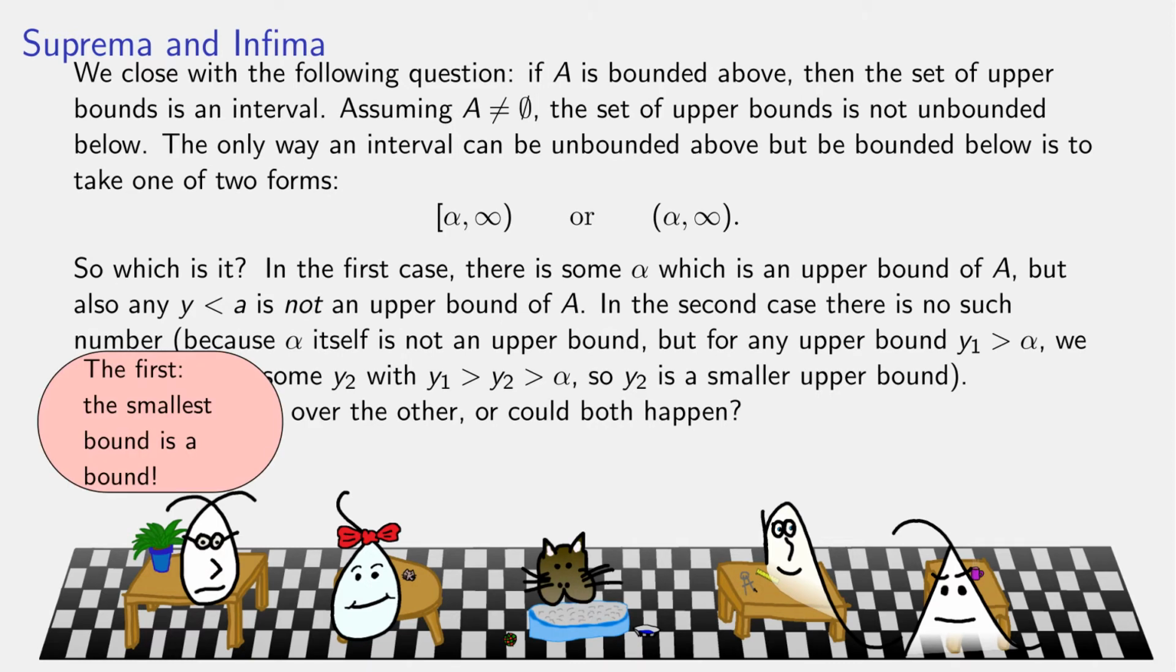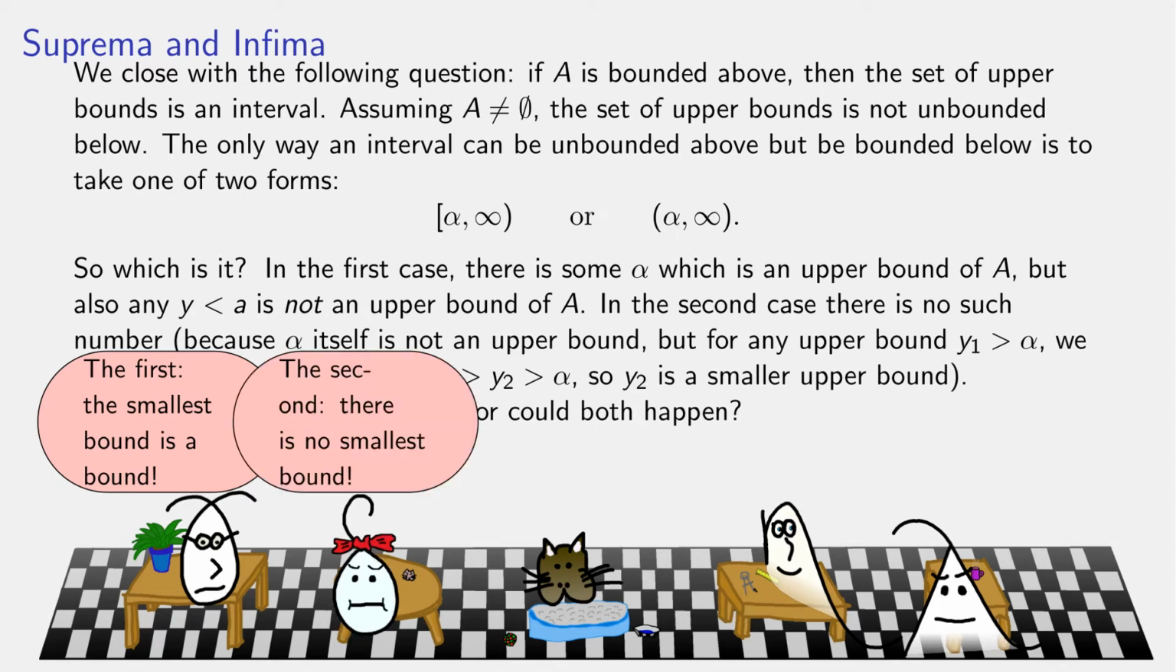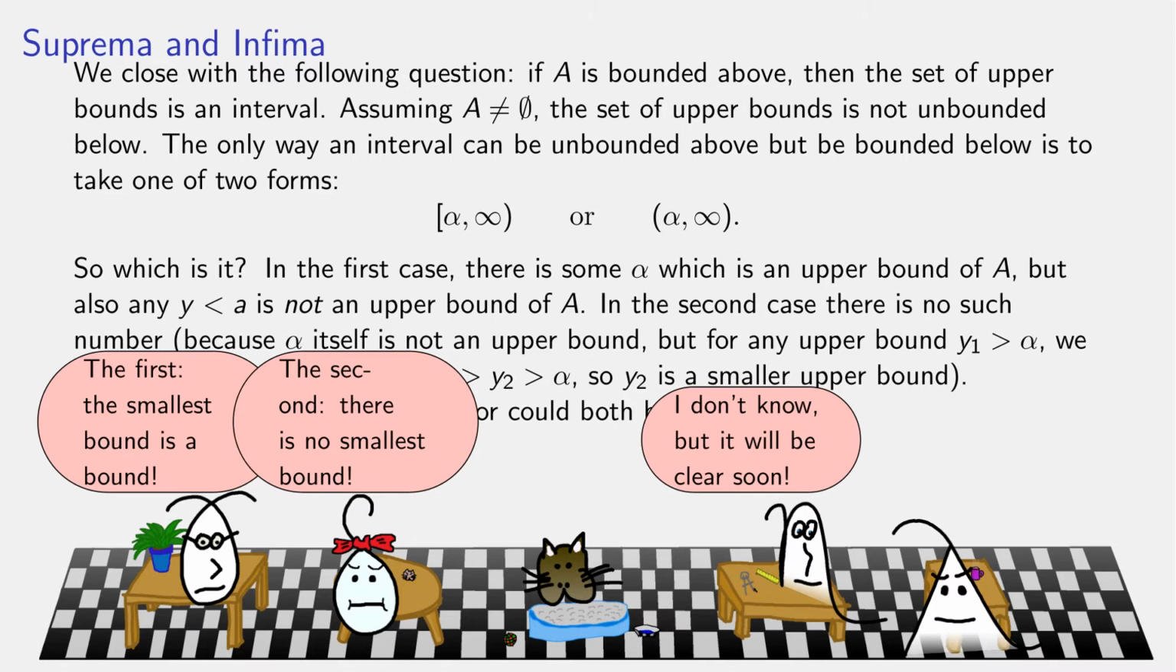So Gary guesses that the smallest bound is a bound. Delaney thinks it's the opposite. Ethel hopes we're going to clear it up. Lambo just is kind of indifferent. Okay, so which one are we going to get?